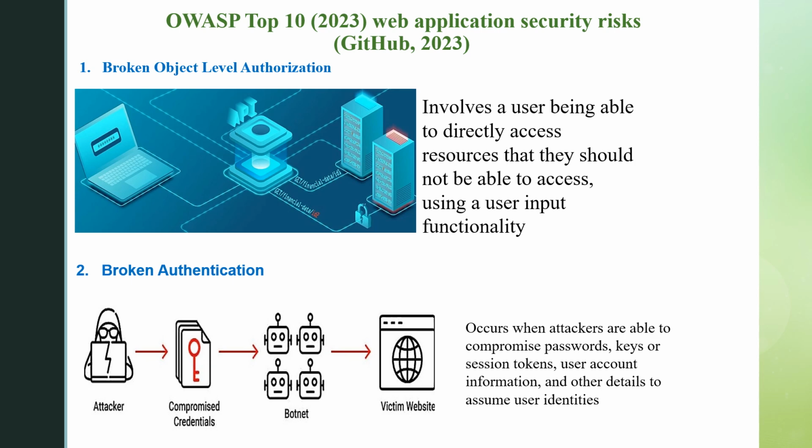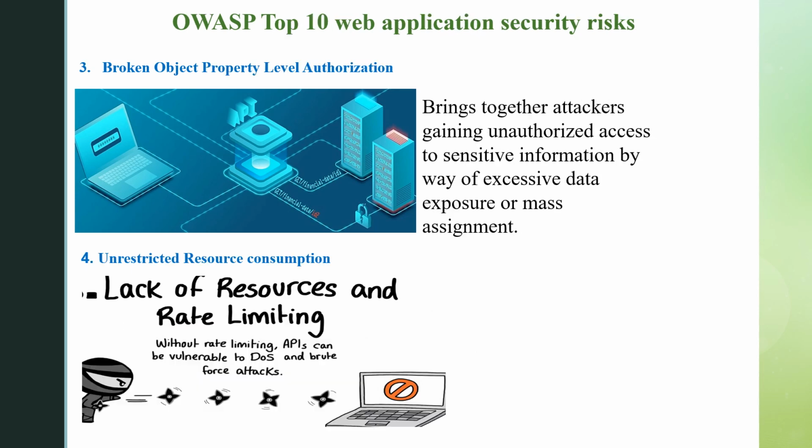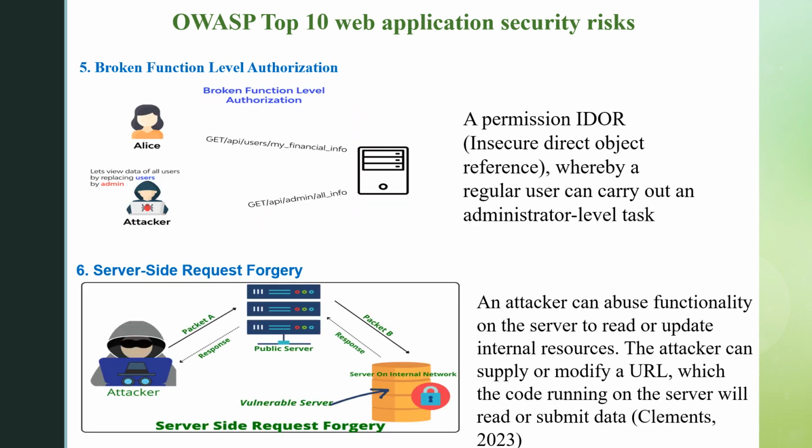The second is broken authentication. It occurs when attackers are able to compromise password keys or session tokens. The third is broken object property level authorization, which brings together attackers gaining unauthorized access to sensitive information by way of excessive data exposure or mass assignment. The fifth is broken function level authorization, a permission issue, IDOR, insecure direct object reference, whereby a regular user can carry out an administrative level task. The sixth is server-side request forgery. An attacker can abuse functionality on the server to read or update internal resources.